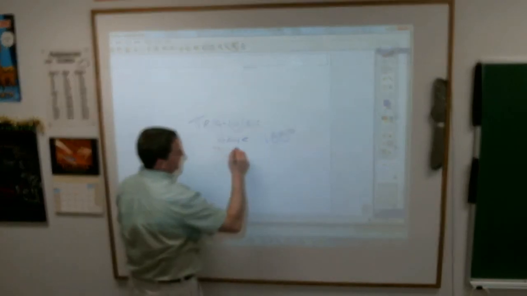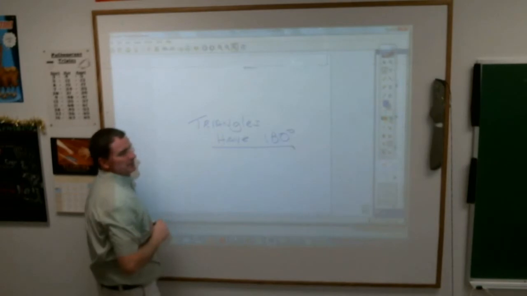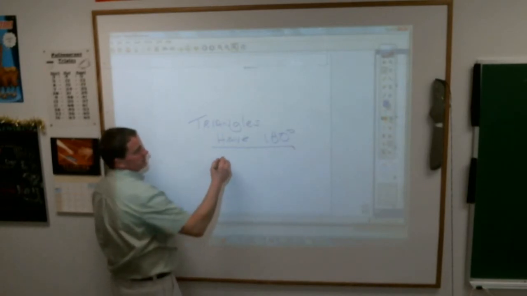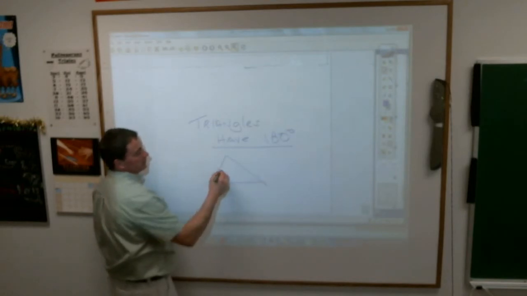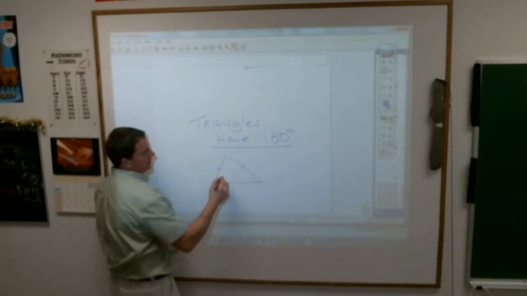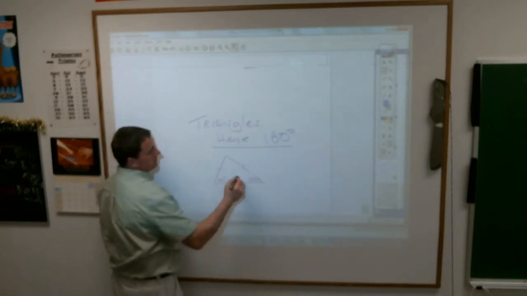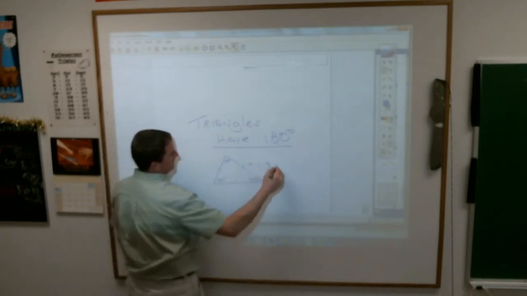Here's why. Triangles have 180 degrees when their angles are all added together. So let's say I've got this triangle here. Let's say it's an equilateral triangle, which means it's this. It is also an acute triangle, and all of its angles are 60 degrees. 3 times 60 is 180 degrees.